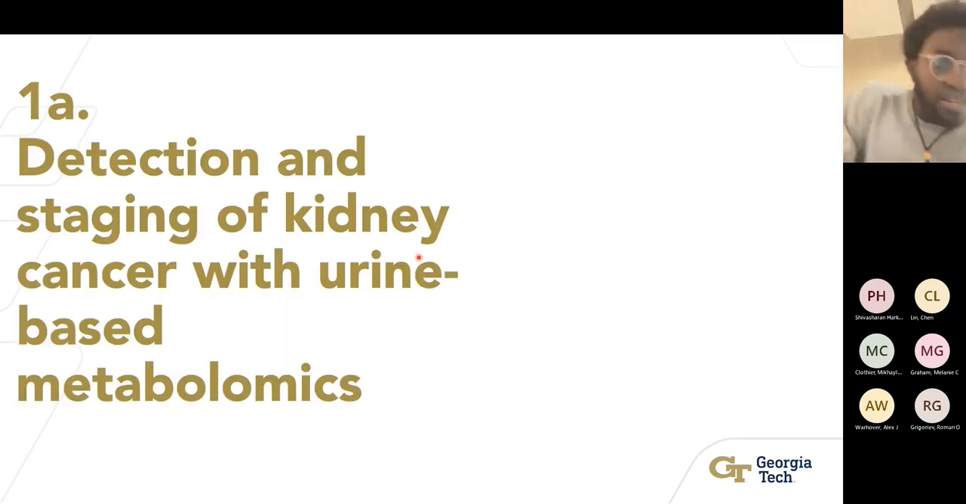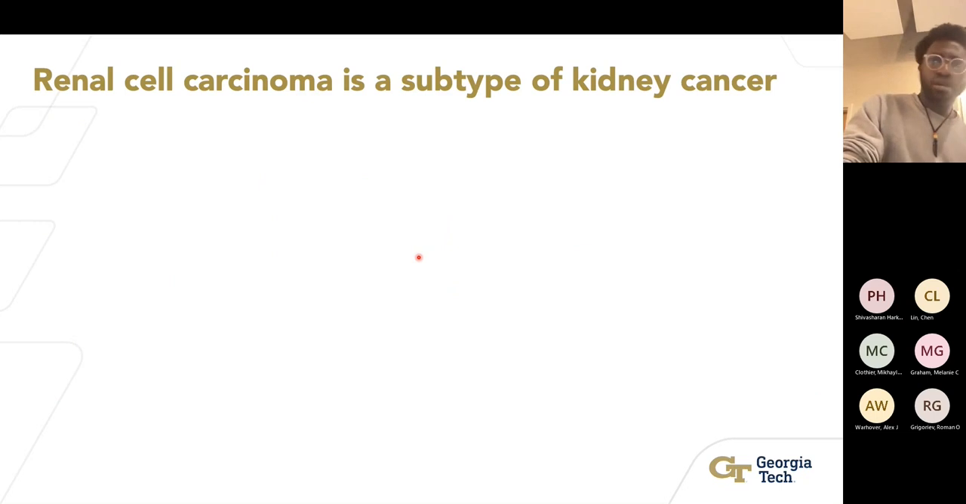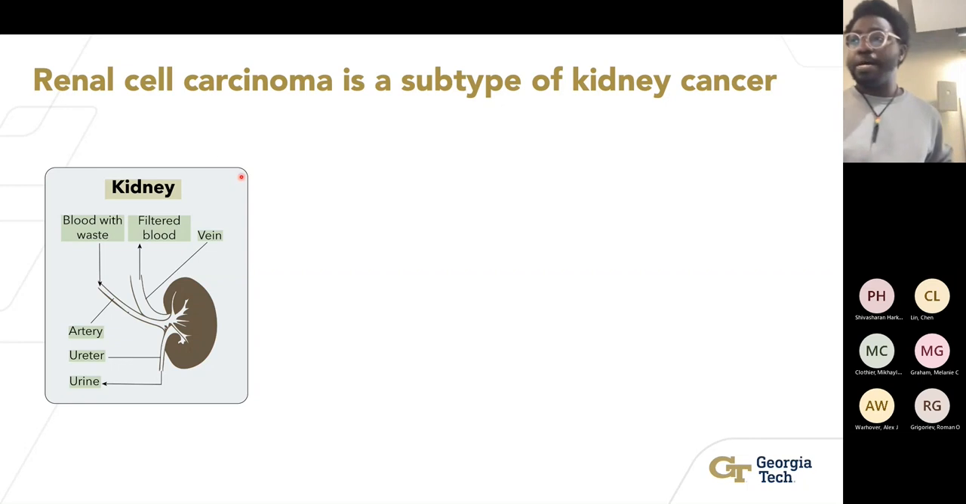So let's get started. Detection and staging of kidney cancer with urine-based metabolomics. In this study, what we actually did was to try to detect kidney cancer, specifically renal cell carcinoma, which is a predominant subtype of kidney cancer, in urine samples. So we all know what our kidney does. It helps us maintain body homeostasis. It does that by removing excess waste, toxins, and excess water from our system.